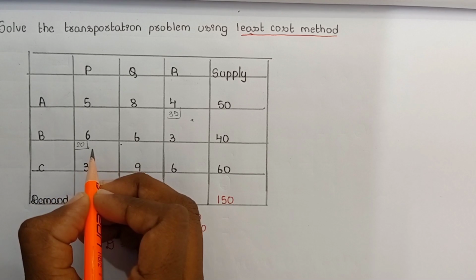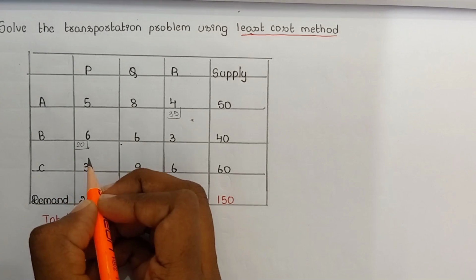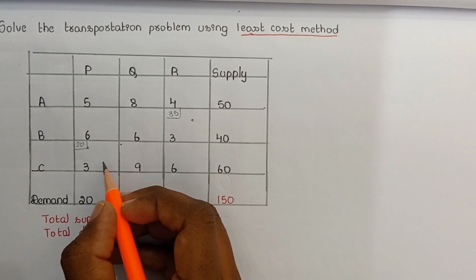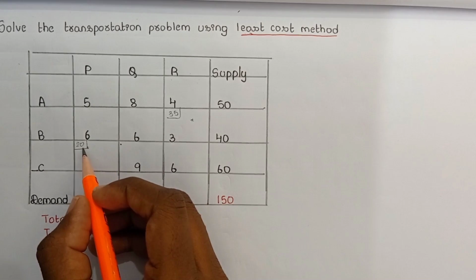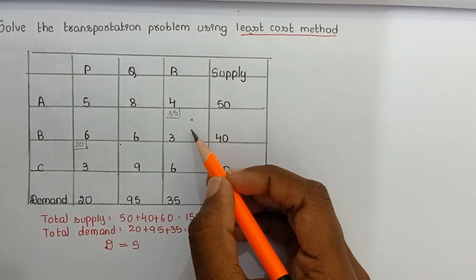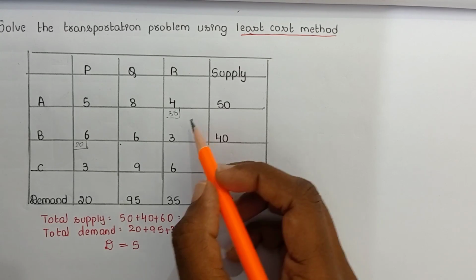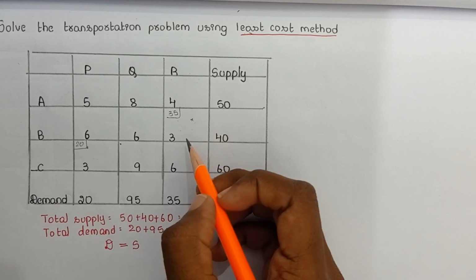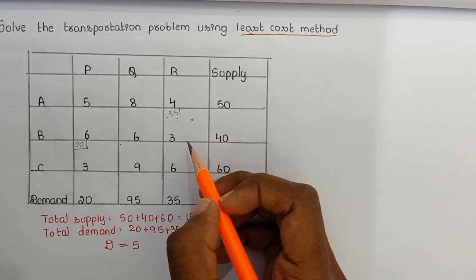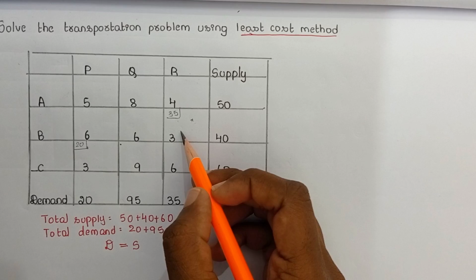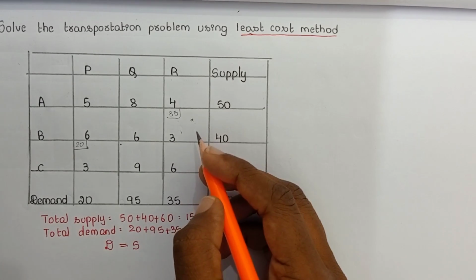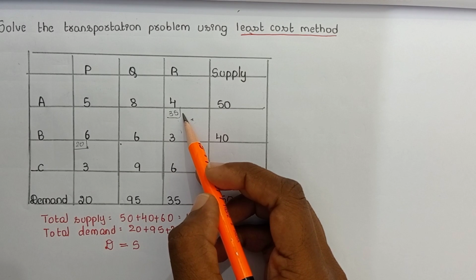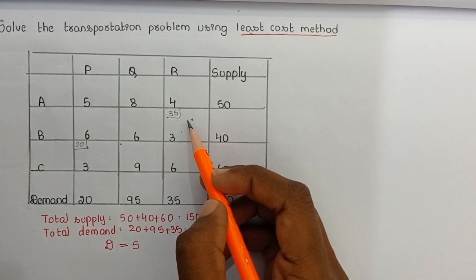So I have allocated. Now you have to compare this cell with that cell. In this 3, the maximum number of units which I can allocate is 20, but in this cell, the maximum number of units which I can allocate is 35. So I will select this particular cell for the allocation. Again, a question will arise: why do I have to select this cell for allocation? There is a simple logic behind this. If I can transport 35 units at 3 rupees, obviously I will select this.